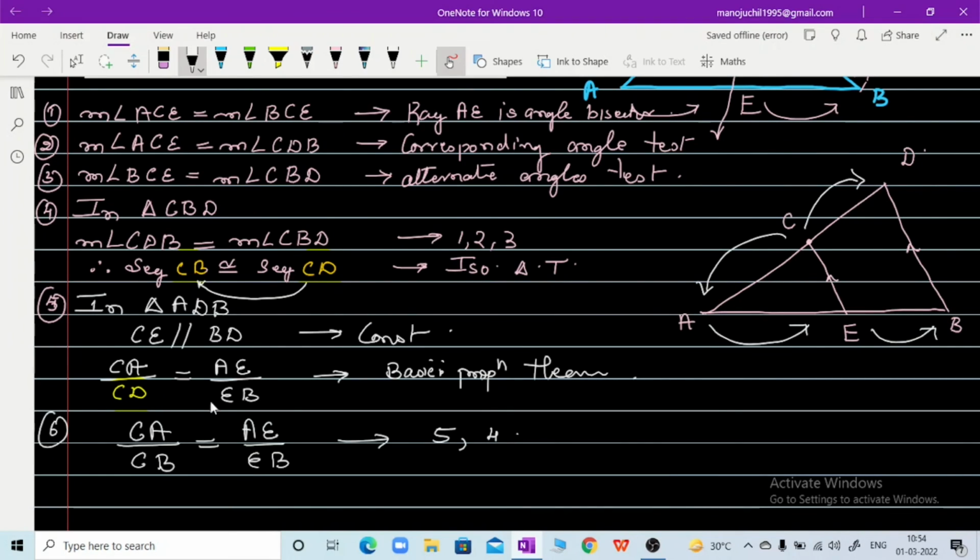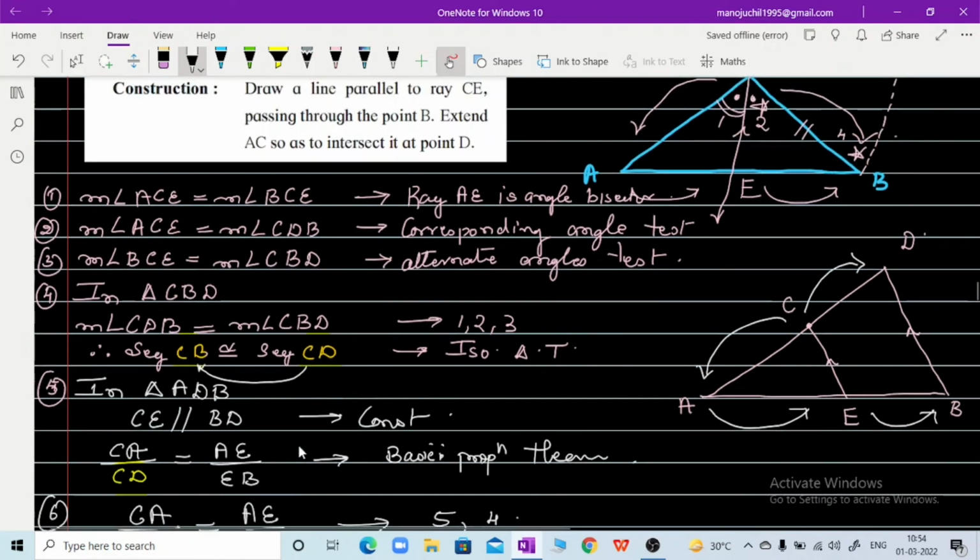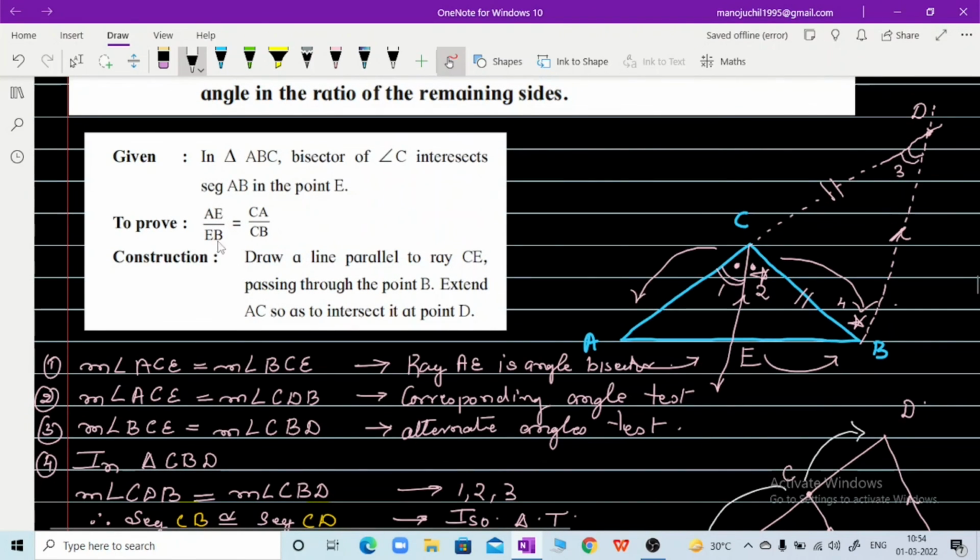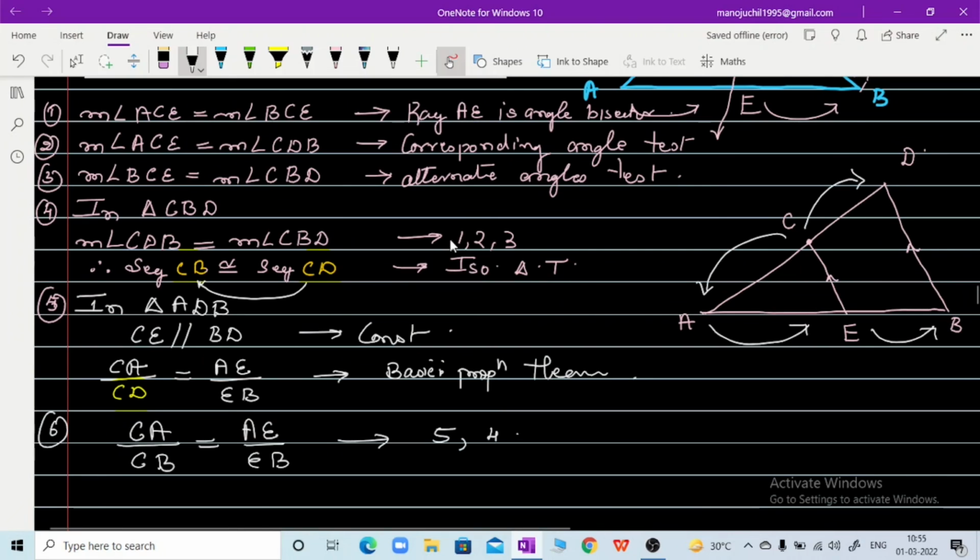Am I right? So what I have proved is CA upon CB is equal to AE upon EB. This is what was to be proved. If you see, AE upon BE is equal to CA upon CB. Is it the same thing? This is what we had to prove, and this property is known as the property of angle bisector of a triangle.